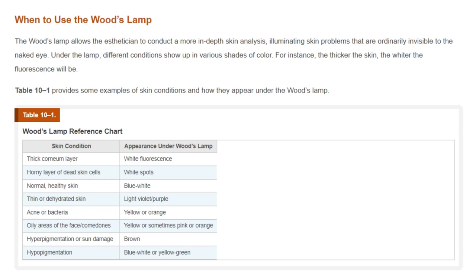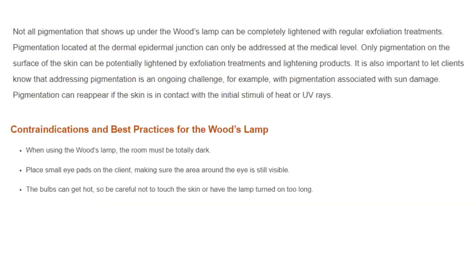Table 10.1 provides some examples of skin conditions and how they appear under the Woods lamp. Table 10.1. Woods lamp reference chart. Not all pigmentation that shows up under the Woods lamp can be completely lightened with regular exfoliation treatments. Pigmentation located at the dermal-epidermal junction can only be addressed at the medical level. Only pigmentation on the surface of the skin can be potentially lightened by exfoliation treatments and lightening products.